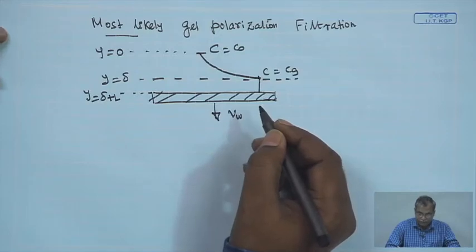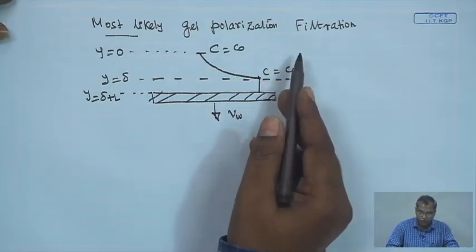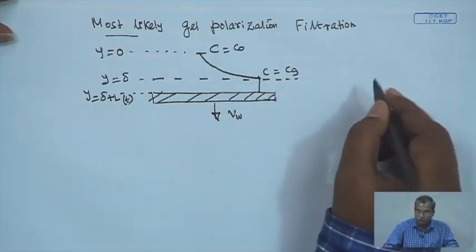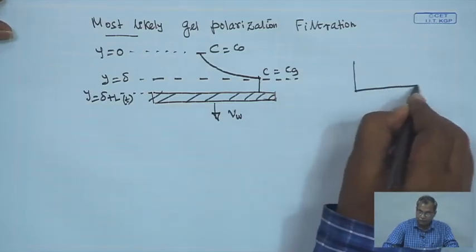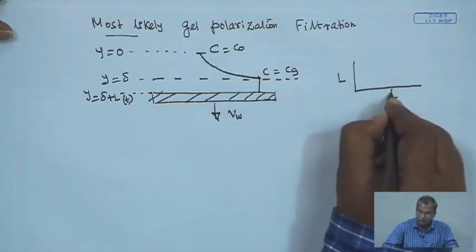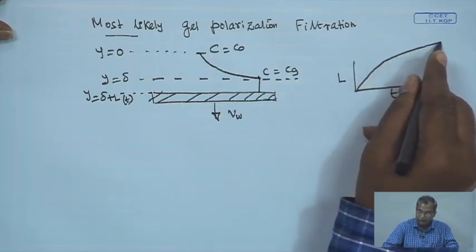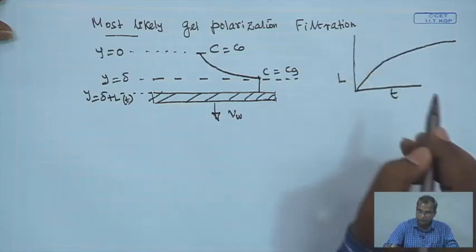As time progresses, this gel layer grows in the y direction, and its thickness is essentially a function of time. So, this thickness L increases with time. The gel layer thickness grows with time, and then it will probably reach a steady state because of the existence of external flow.